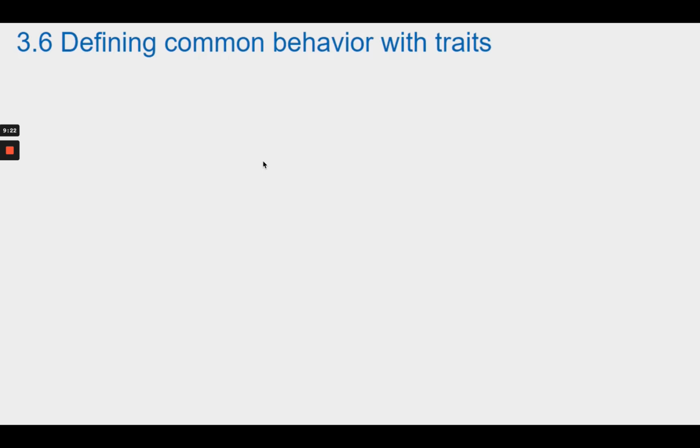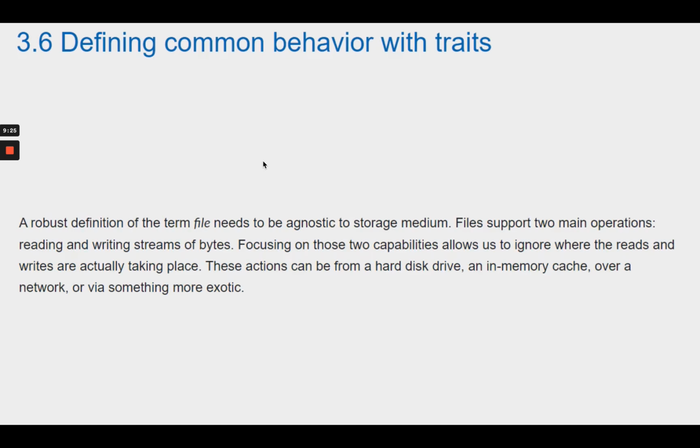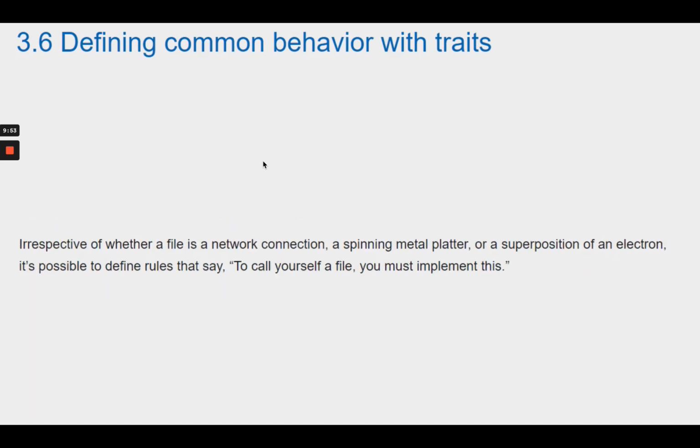Section 3.6, Defining Common Behavior with Traits. A robust definition of the term file needs to be agnostic to storage medium. Files support two main operations, reading and writing streams of bytes. Focusing on those two capabilities allows us to ignore where the reads and writes are actually taking place. These actions can be from a hard disk drive, an in-memory cache, over a network, or via something more exotic. Irrespective of whether a file is a network connection, a spinning metal platter, or a superposition of an electron, it's possible to find rules that say, to call yourself a file, you must implement this.